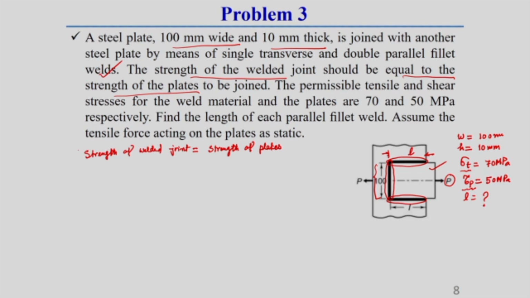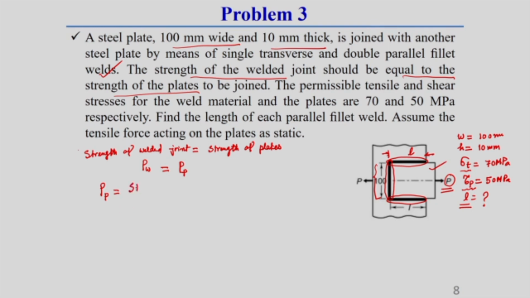Assume the tensile force acting on the plate as static. So, here the load whatever P here is showing, this P is considered as static load. So, what are the things required to do? You have to find out what should be the length of parallel fillet weld. So, first of all we will find out the tensile strength of the plate. So, here I am writing strength of weld joint Pw should be equal to strength of plate Pp. So, here first of all we will find out what is the strength of plate, Pp.